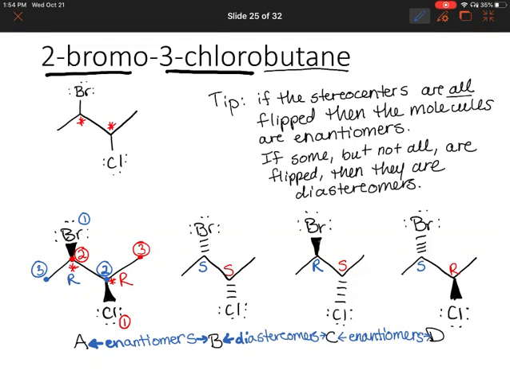And then you could even compare A to C and A to D, etc. But that's probably good enough for now. So hopefully this helps with understanding the difference between enantiomers and diastereomers.